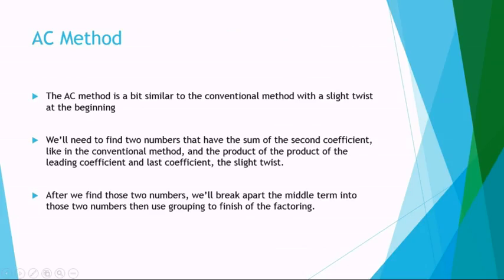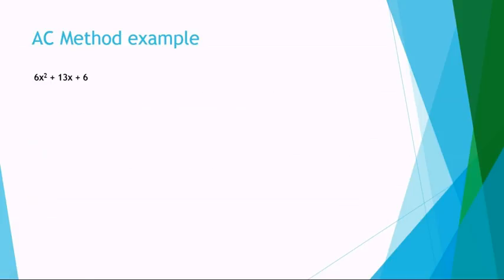Now, for polynomials where your leading coefficient isn't 1, and there's no greatest common factor that you can factor out so that your leading coefficient would become 1, you're going to have to do what's called the AC method. So the AC method is similar to the conventional method, but you have to do something at the beginning in order to continue on with the problem, since that leading coefficient is messing with us. So here's an example, and we'll just walk through it with an example.